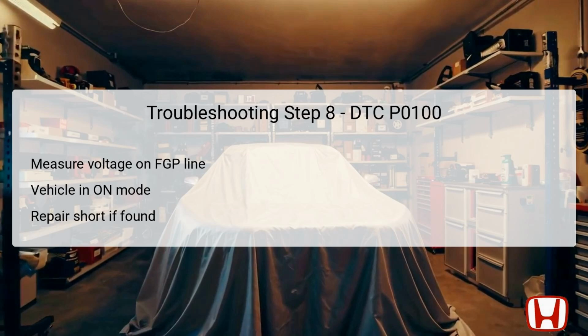If voltage does exist, it indicates a short to power in the FGP wire. Should this condition arise, the wiring must be repaired to restore normal circuit operation. A short to power can cause the MAF sensor to function incorrectly, leading to erratic drivability and poor performance.